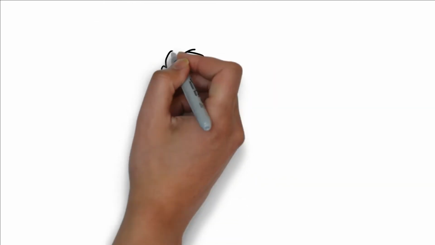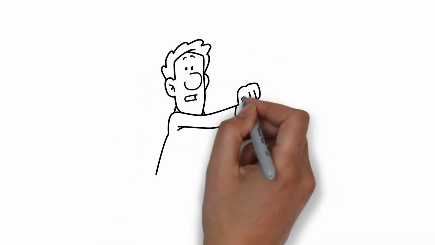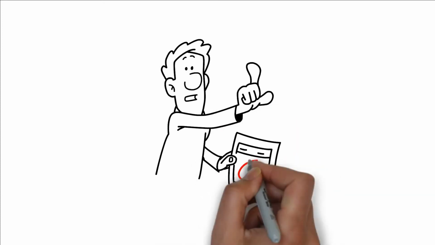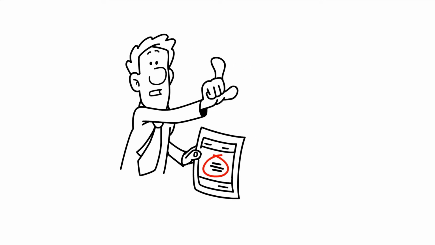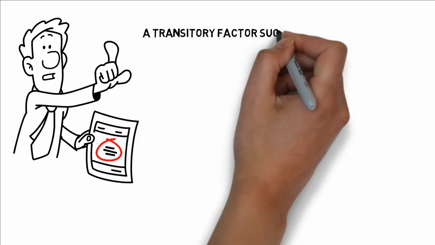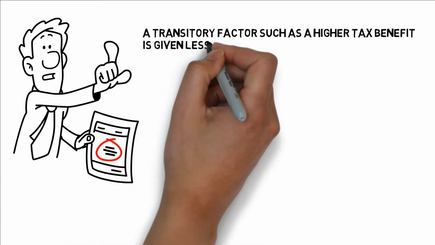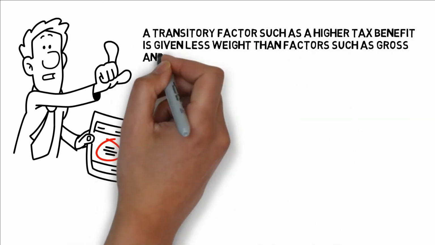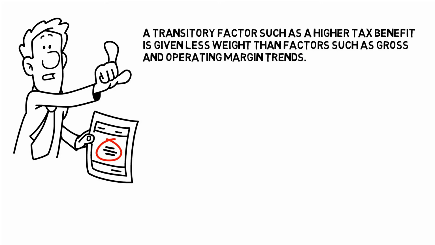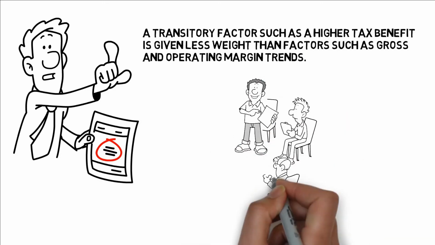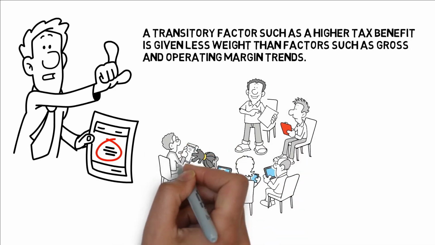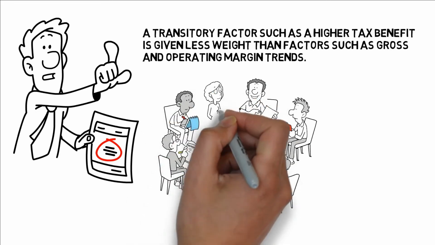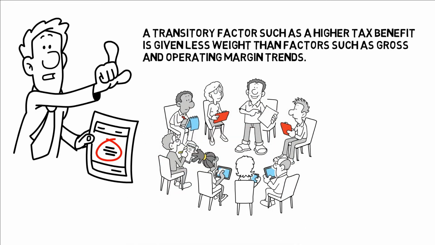It's worth noting one point here that would go unnoticed by someone who only looks at a simple figure like the net income margin. When analyzing a company's results of operations, a transitory factor such as a higher tax benefit is given less weight than factors such as the gross operating margin trends. In general, management goes over each of the key figures and explains the reason for the changes in revenue, cost of goods sold, trends, and operating costs, and so on.